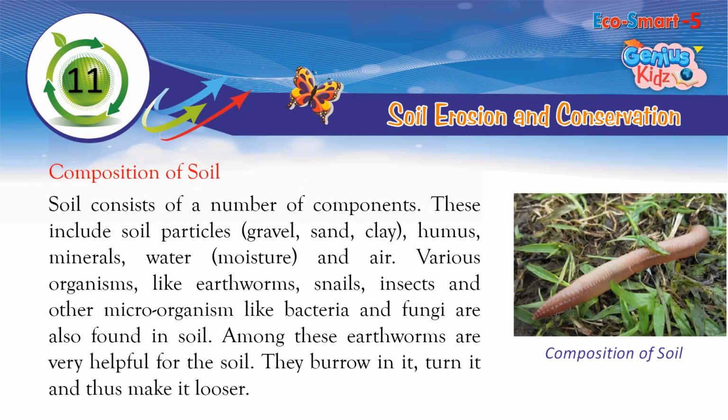Composition of soil. Soil consists of a number of components. These include soil particles, gravel, sand, clay, humus, minerals, water, moisture, and air. Various organisms like earthworms, snails, insects, and other microorganisms like bacteria and fungi are also found in soil. Among these, earthworms are very helpful for the soil. They burrow in it, turn it, and thus make it looser.